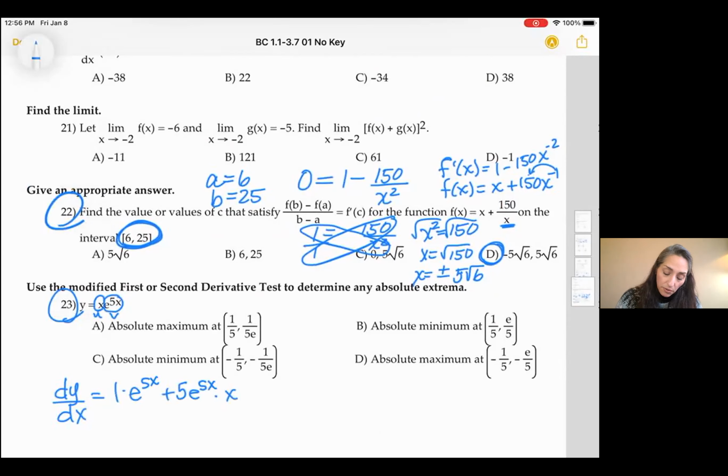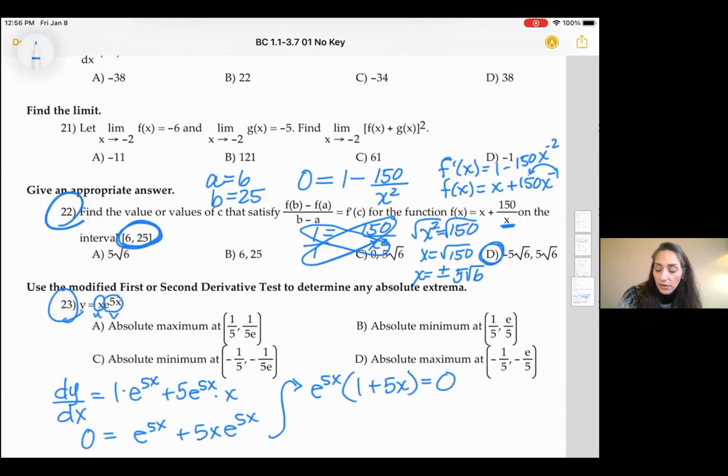All right, so remember what we do with this. We're going to set this equal to 0. So 0 equals e to the 5x plus, I'm going to rewrite this as 5x e to the 5x. And you can factor out an e to the 5x. You're left with 1 plus 5x. That equals 0. Now you can set each factor equal to 0. So e to the 5x can equal 0, and 1 plus 5x also equals 0.